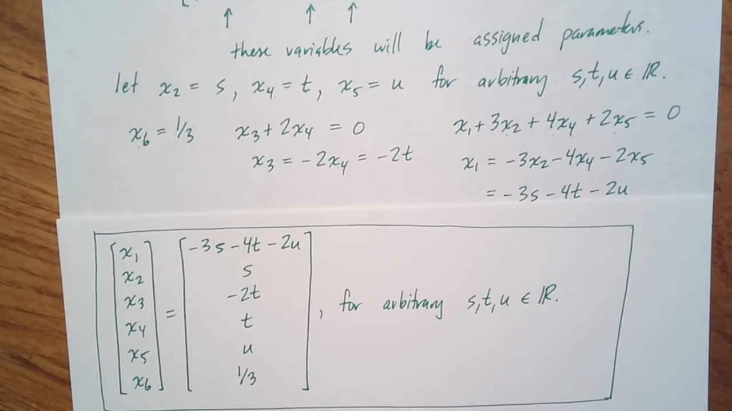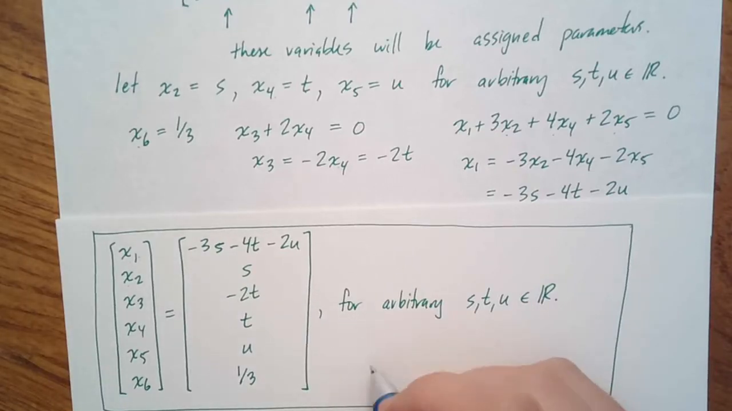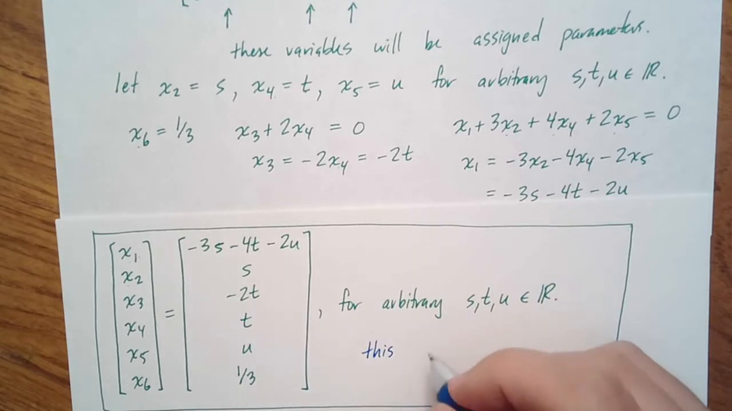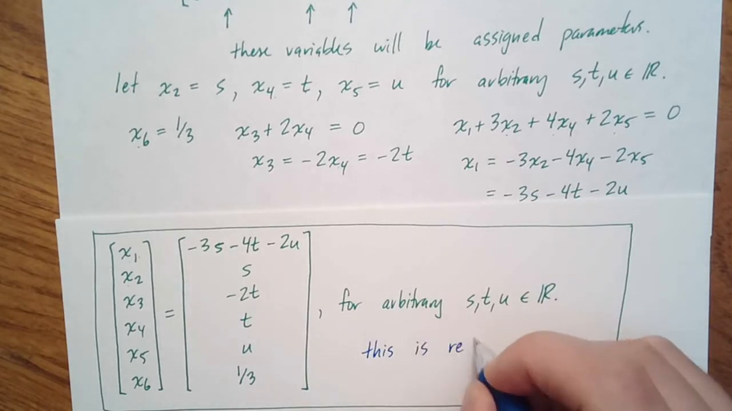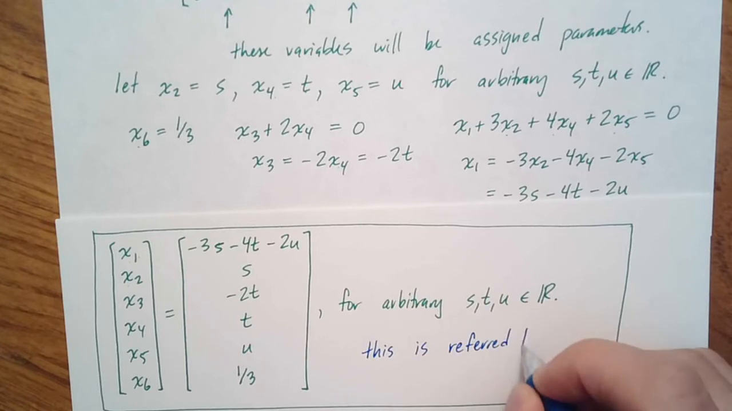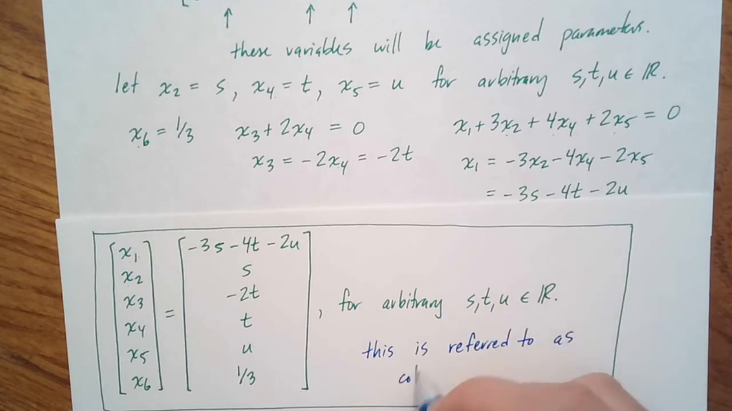Okay, so this, by the way, is referred to as column form for writing your solution. You can also write your solution in point form. That's what we did in section 1.1. This is called column form. So I'm just going to jot that down.